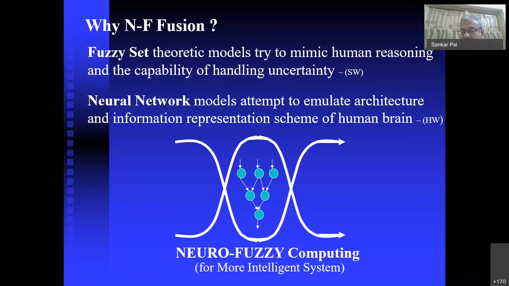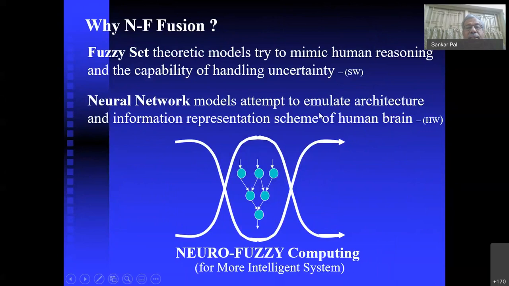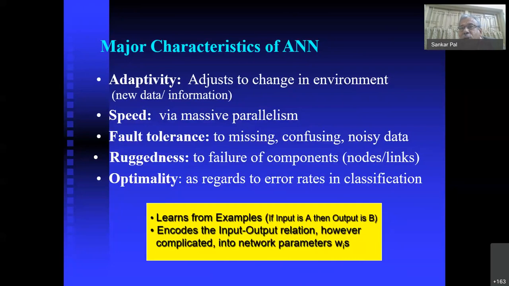However, within 5 to 6 years, we realized that it's not that easy to model the architecture and information representation of the human brain, including myself. But on the other hand, it has certain characteristics which any design engineer would love to have in his or her system. What are those characteristics? Adaptivity, that we adjust to changes in environment, information, new data. That means just like human beings, in any new environment, they can adjust. Speed via massive parallelism, fault tolerance to missing, confusing, noisy data, ruggedness to failure of components, nodes, etc. Even if you cut a link or a node, it still works. That means if you get hurt in your brain, you do not die. It's a graceful degradation, optimality.